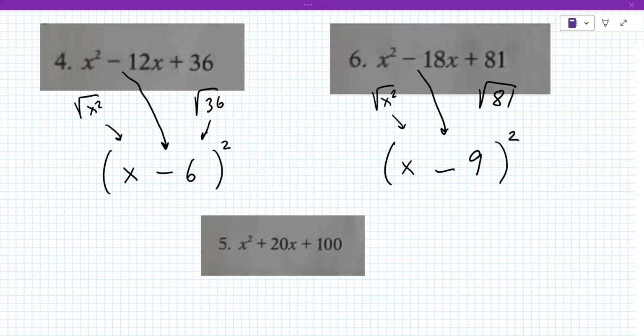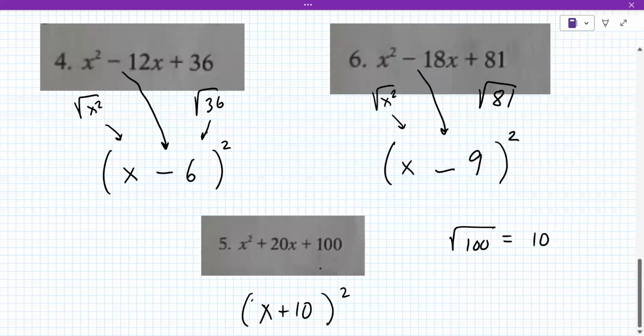We divided 81 by 2, we got 9. So I'm looking for what goes in parentheses, Josh. So we put 10, so it'd be x plus 10. Yes, perfect. I just realized that 100 would also be 10, and 20 divided by 2 would be 10. And so, that's the point, the square root of 100 is 10, and 20 divided by 2 is 10.